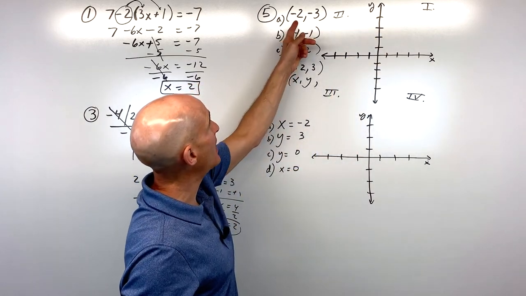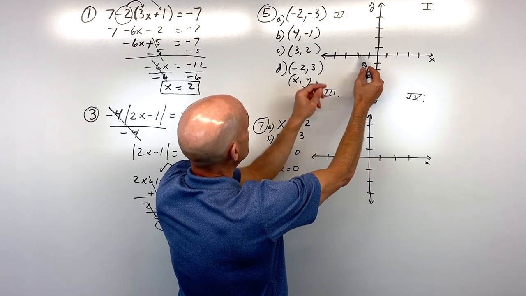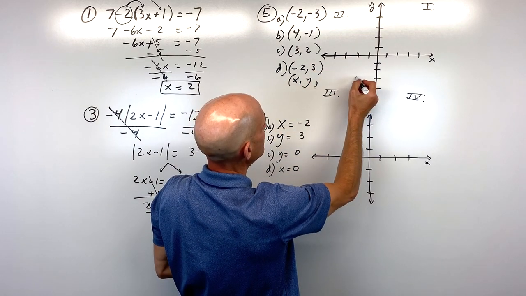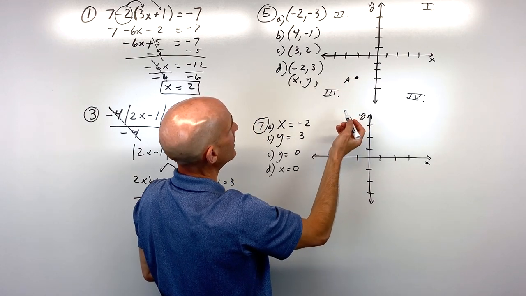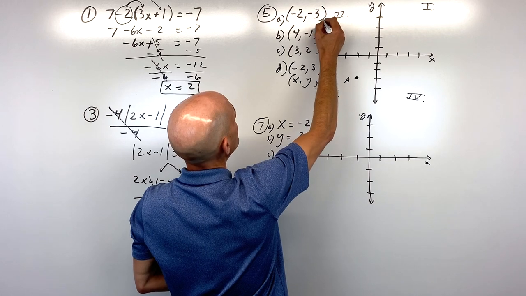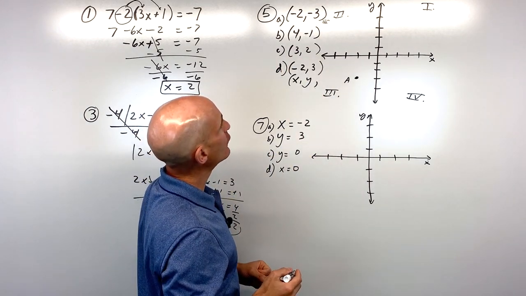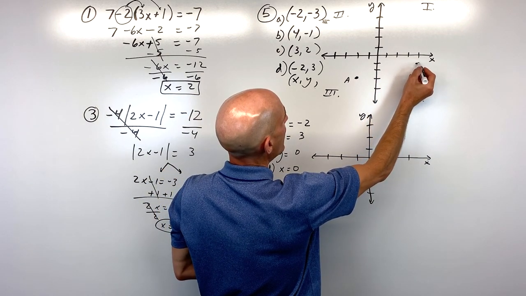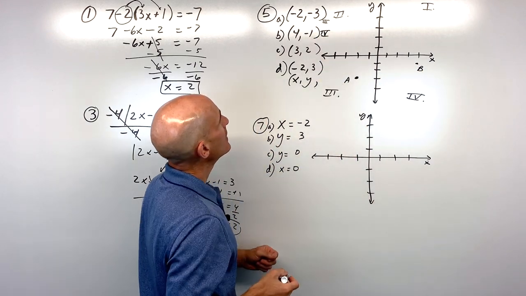So I usually just do the X first. So negative 2, we start at the origin, left 2, and then minus 3 tells us to go down 3, 1, 2, 3, right about there. I'll just label that point A, okay? And that's in the third quadrant. So here, we'll just write right here, 1, 2, 3. Okay, for letter B now, this point, 4, comma, negative 1. So we have 1, 2, 3, 4, down 1. That's point B, and you can see that it's in quadrant 4.